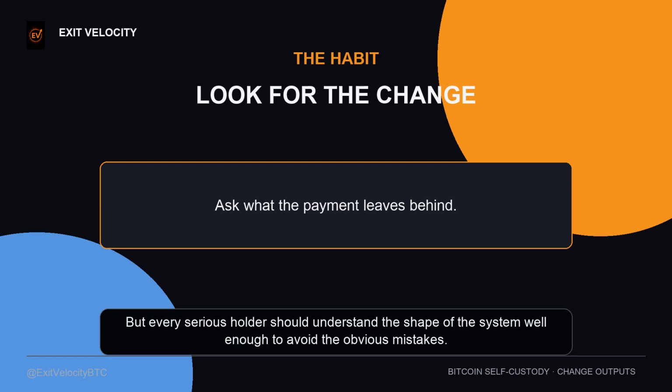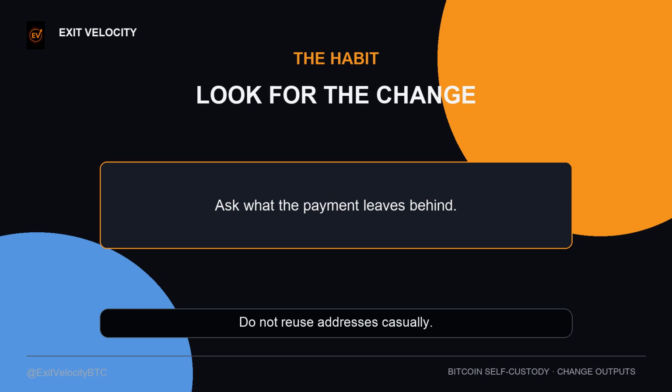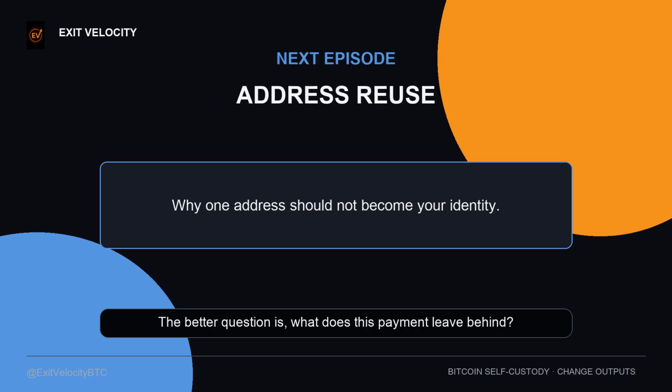There is also a fee angle. Change outputs make transactions larger than a simple one output payment. More transaction data can mean more fees. Sometimes wallets avoid creating tiny change outputs because small leftover pieces can become uneconomical to spend later. That is another reason wallet coin selection matters. The wallet is not only choosing inputs for this payment, it is also shaping what your wallet looks like after the payment. That is the part most beginners miss.